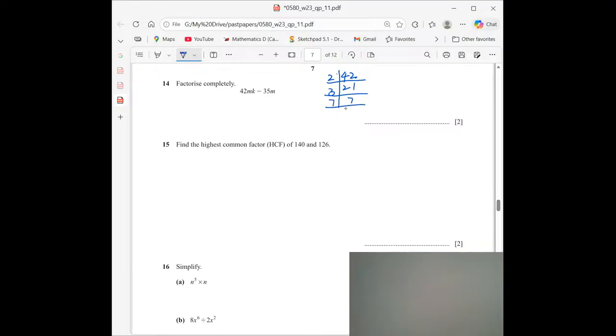Similarly, we can factorize 35, we divide it by 5. So 7 times 5 is 35. So 42mk can be written as 2 multiplied by 3 multiplied by 7 multiplied by m multiplied by k, minus 35m. 35 is 5 multiplied by 7 multiplied by m. So factorization means that its parts would be multiplying, when we write in the end.